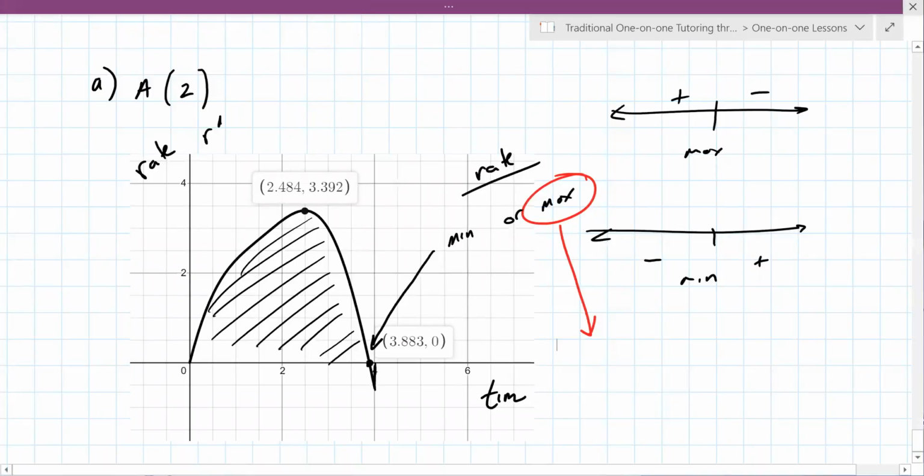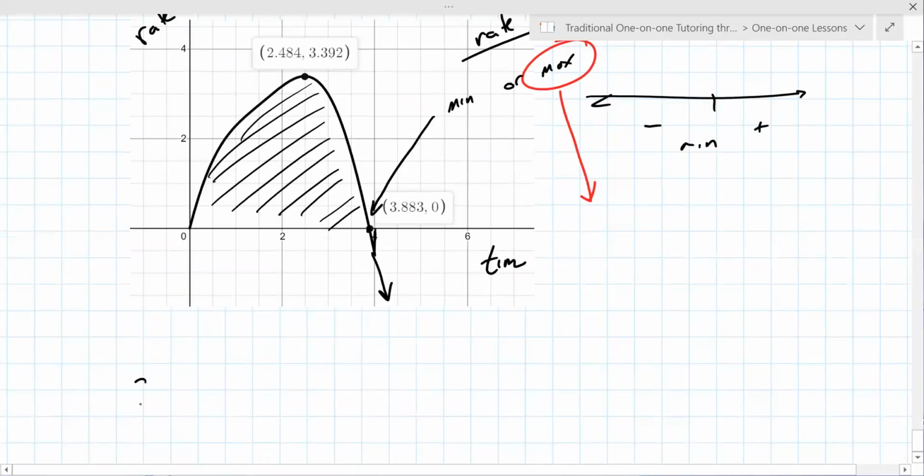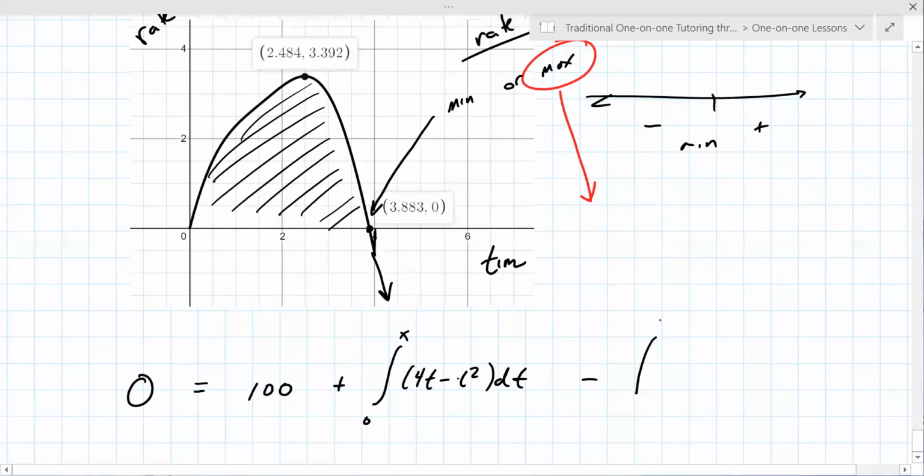And then maybe a final question here. It would say something like, assume that this keeps going. You would somehow be told this keeps going, and it would be like, well, when is it 0? When does the amount equal 0? Because it's 100 plus the two integrals, the integral from 0 to x of 4t minus t squared dt, minus the integral from 0 to x of sine squared t dt. Because eventually this area below will equal this area above and the 100.